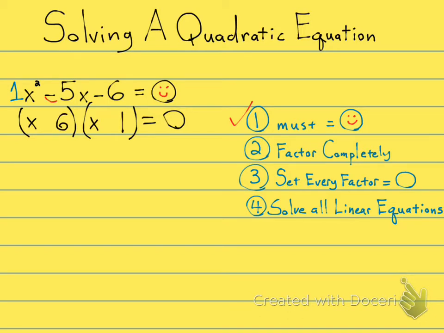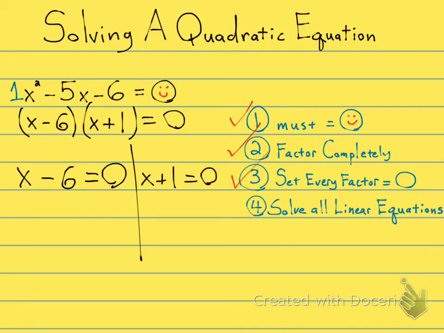Since this is a minus, my larger one needs to be negative. The only way to get a negative 5x is if I have a minus 6 and a plus 1. All right, factored completely. Step 2, done. Step 3, set every factor equal to 0. Well, let's set this factor equal to 0, and let's set this factor equal to 0.